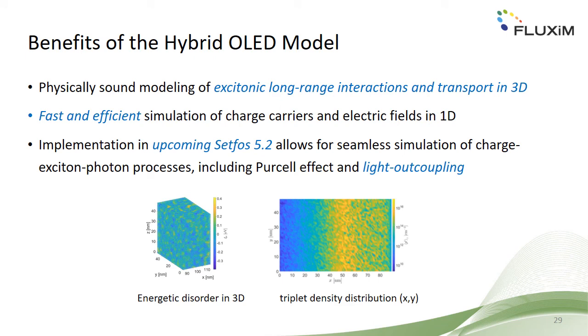So the presented hybrid model, consisting of 1D Drift-diffusion for carriers and 3D master equation for excitonics, enables us to benefit from the best of both worlds. On the one hand, the physically sound modeling of excitonic effects with long-range interactions and transport in 3D, as well as fast and efficient simulation of charge carriers and electric fields. The implementation in our software ZFOS version 5.2 will thus allow seamless simulations from charge to exciton to photon processes, as we can attach the optical model to that calculation to get also the light outcoupling effects.